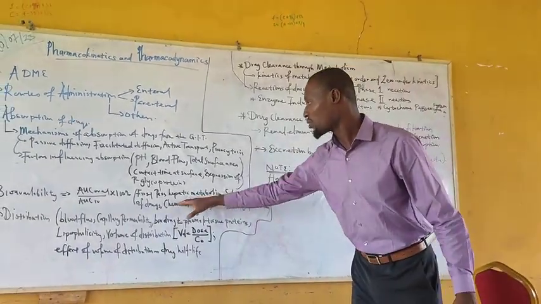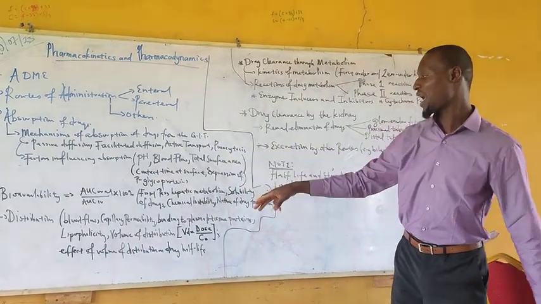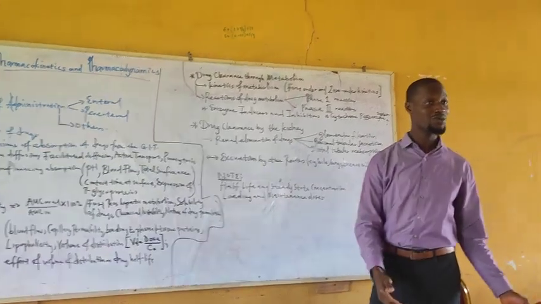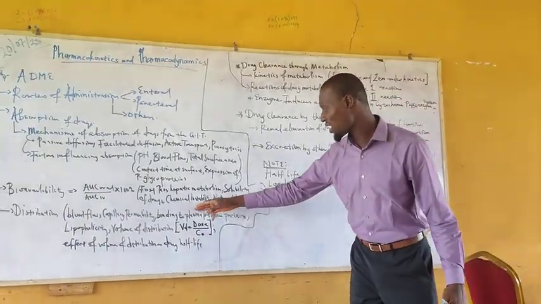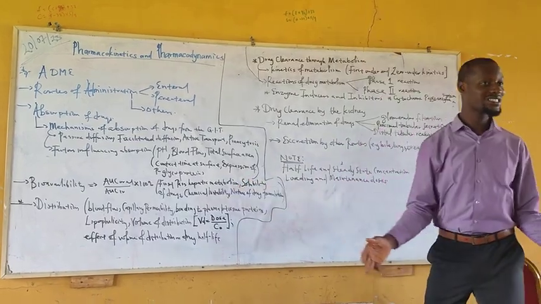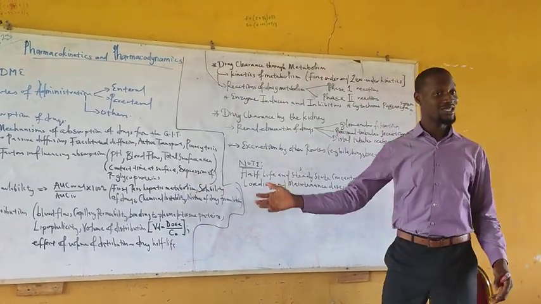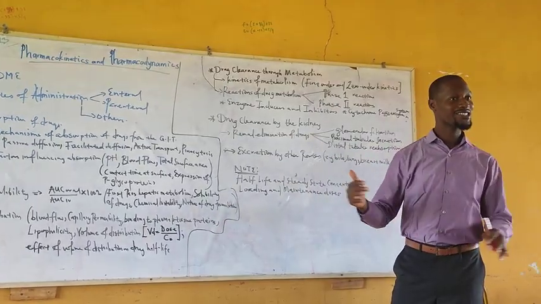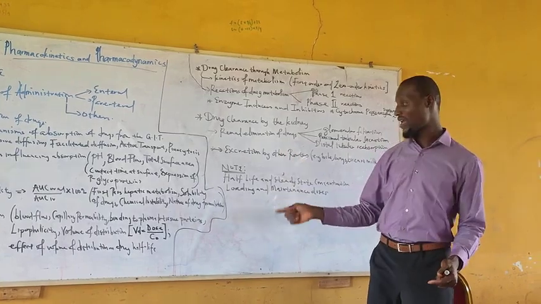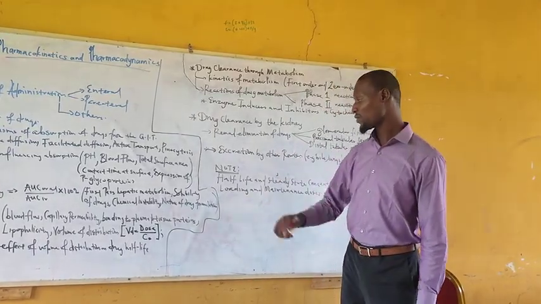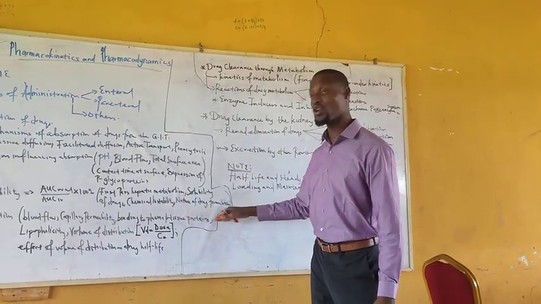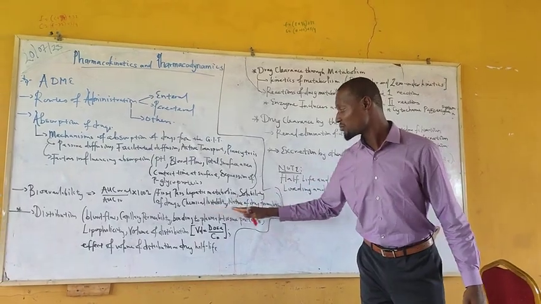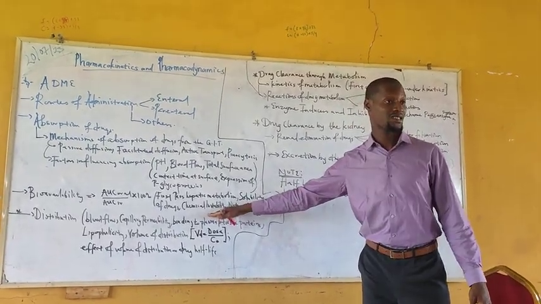The other things that affect bioavailability are things like solubility. How soluble is the drug? Is it fast soluble or not? We also have chemical stability. Is it stable in acidic pH? Is it stable in gastric pH? Once a drug is not stable in all of this, it will affect the bioavailability of that drug. The last thing is the nature of the drug formulation, which is from the manufacturer's end.